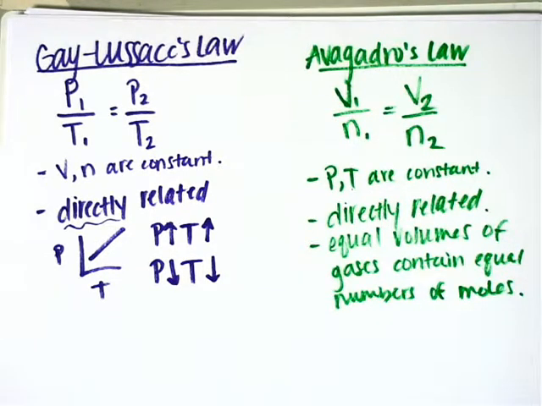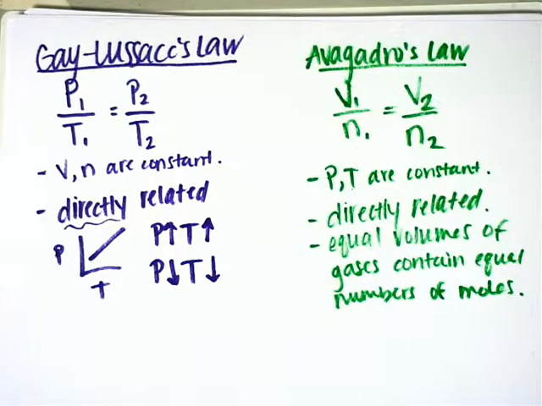So if I have a helium balloon, and let's say it has 1 liter of helium in it, and I have a balloon that's filled with chlorine gas, and let's say it has 1 liter of chlorine gas as well, how many moles are they going to have? Is it going to be the same or is it going to be different?